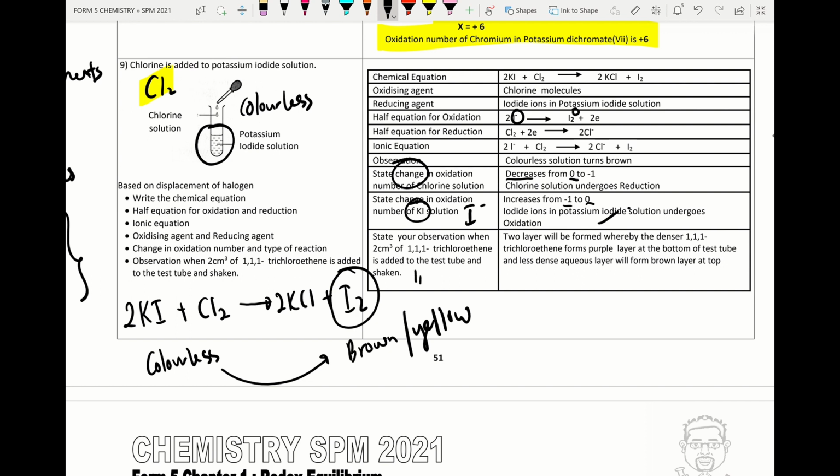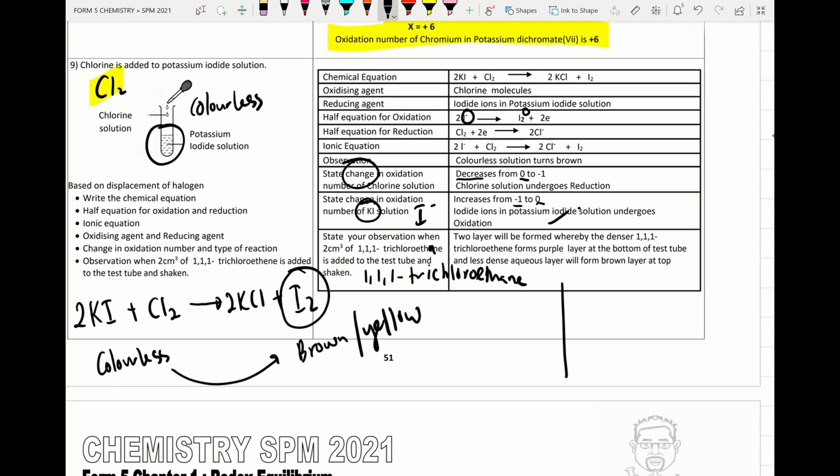Please remember, when we add 1,1,1-trichloroethane, what will happen? Two layers of solution will form. Please remember, two layers of solution form when we have iodine. So put here: the above layer, which is less dense, will be brown, and the bottom layer, which is more dense, will be purple. Please remember brown and purple. Alright, so the answer is given here. Please remember this short question.